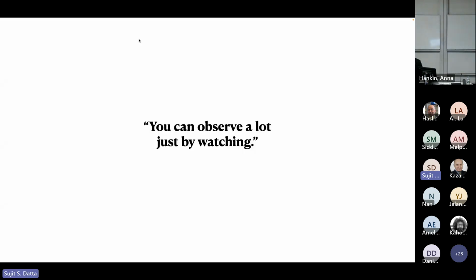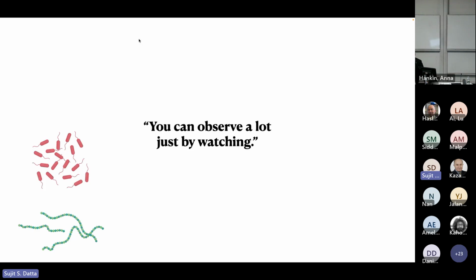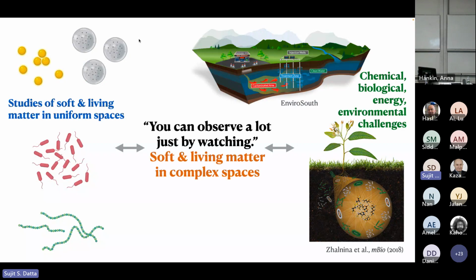I hope today I've told you how you can observe a lot just by watching. We have other studies where we use this approach to study bacteria, as well as polymer solutions, colloidal dispersions, hydrogels, and ultimately we're excited to use these kinds of studies to bridge the gap between studies of soft and living matter in uniform idealized spaces and their applications in more complex and crowded environments in the real world.